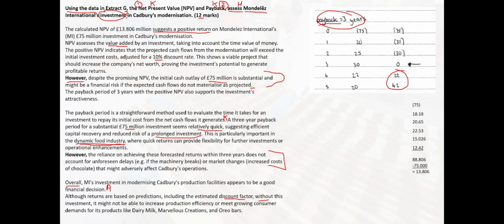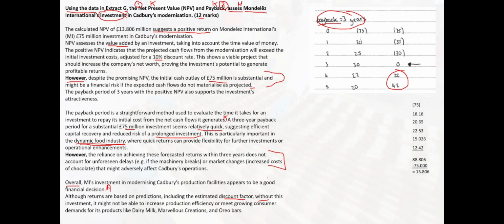Yeah, it just shows that we sort of understand when we're calculating these things. Without this investment, Cadbury's might not be able to increase production efficiency. Very abstract, and I just thought, what can we do? And then I thought, chocolate. Or meeting growing consumer demands, this is in the case study, like Dairy Milk, Marvellous Creations, or Oreo bars. Okay? Context is king. That includes in your conclusion.